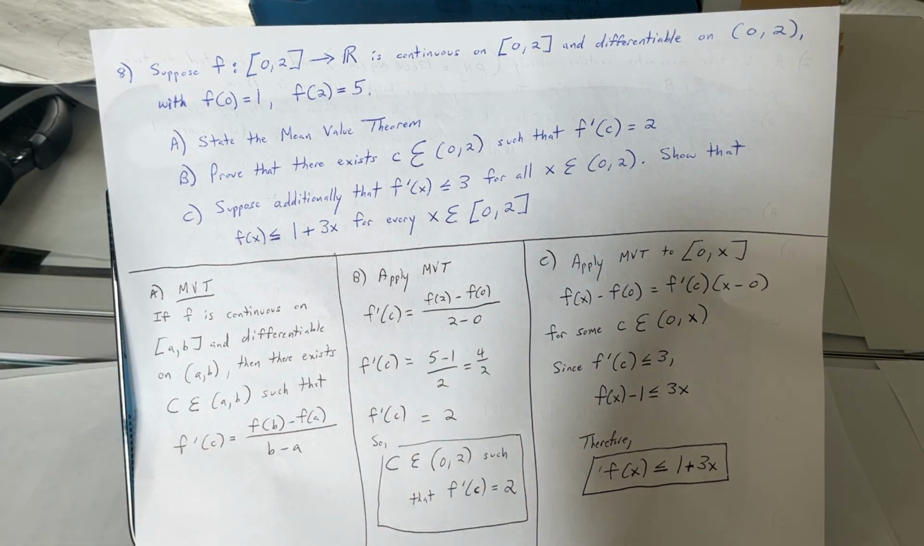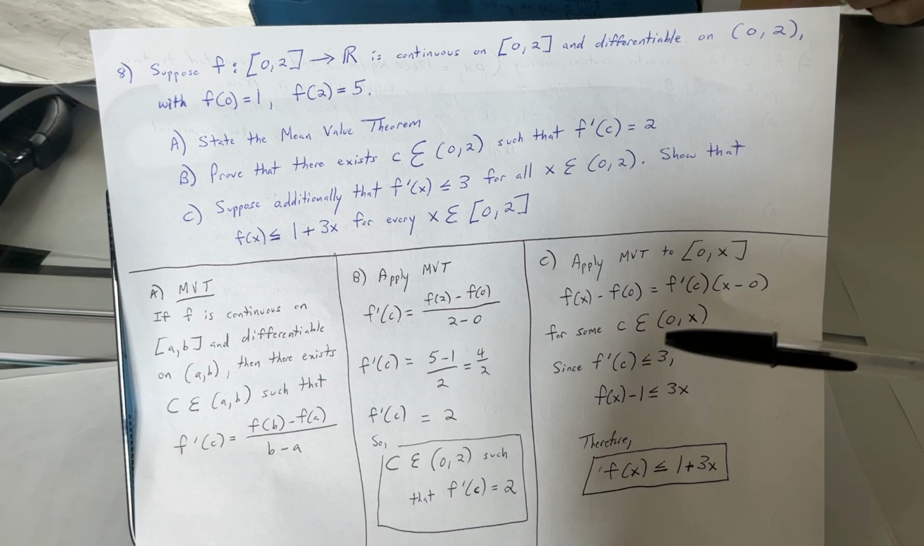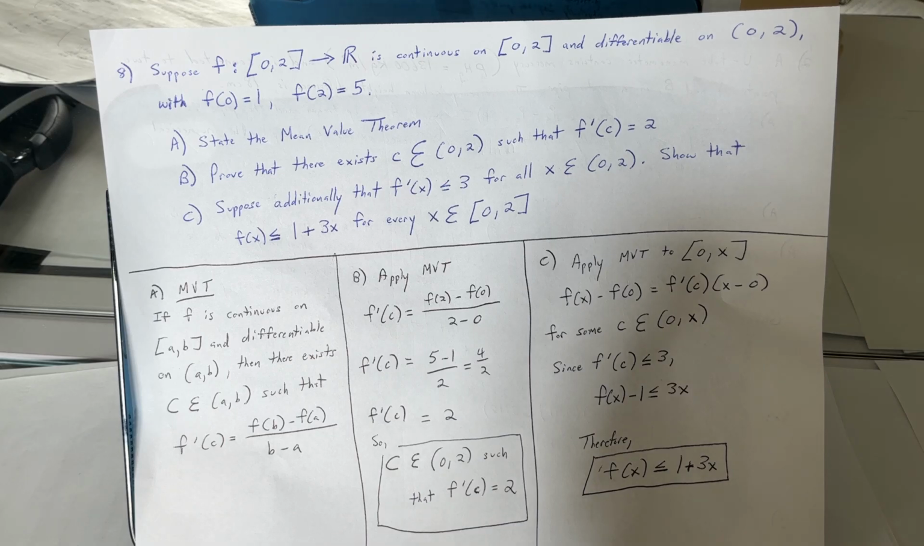We're going to get f of x minus f of 0 equals f prime of c times the quantity x minus 0, for some c in that interval. Since f prime of c is less than or equal to 3, from what we're given, f of x minus 1 is less than or equal to 3x. If we get that by itself, therefore f of x is less than or equal to 1 plus 3x. Okay, so that takes care of number 8.